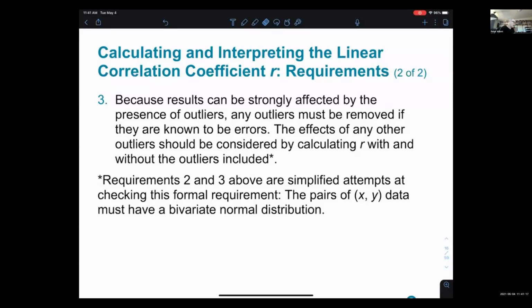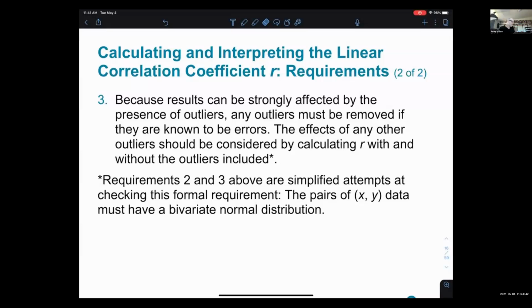The effects of any other outliers should be considered by calculating R with and without the outliers included, so that you could say, for example, well, we have this one value that's really throwing off our R, and it may not be correct. So we're going to check on that. Here's what R would be without it. Here's what R would be with it if it is actually valid. So keep in mind that one crazy value might really throw off your R value a lot.